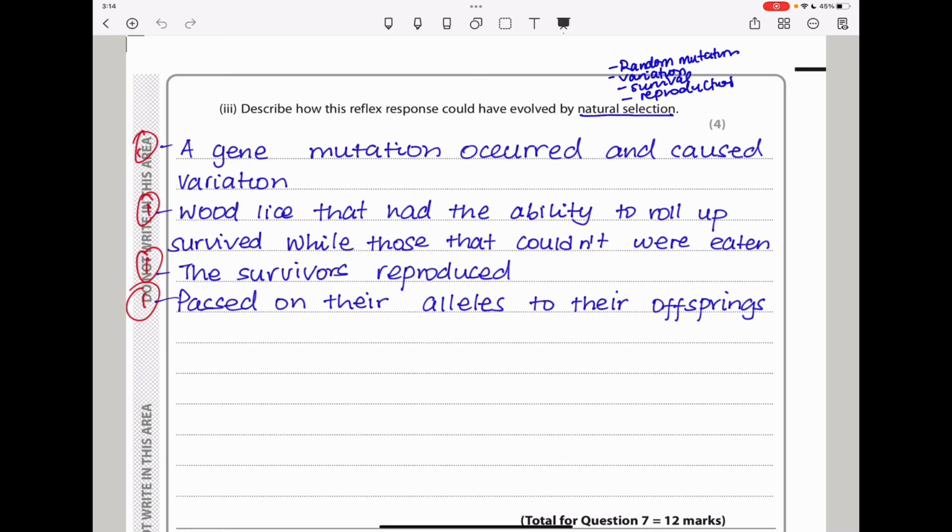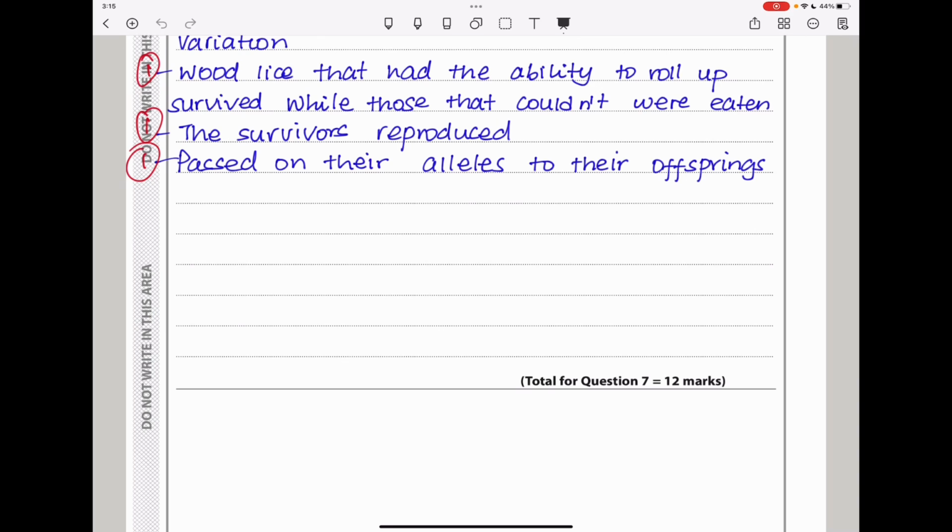So here I said a gene mutation occurred and caused variation. And again, remember, they're asking how this reflex evolved. Maybe a random mutation occurred that gave some of the woodlice this ability, the ability to curl, while the others did not have that ability. So the woodlice that had the ability to roll up survived, while those that couldn't were eaten, so they did not survive. The survivors reproduced and passed on their alleles to their offspring, and over generations, now most of the woodlice can all curl up because they have all inherited that allele, which gives them this benefit basically to survive or to protect themselves from predators.